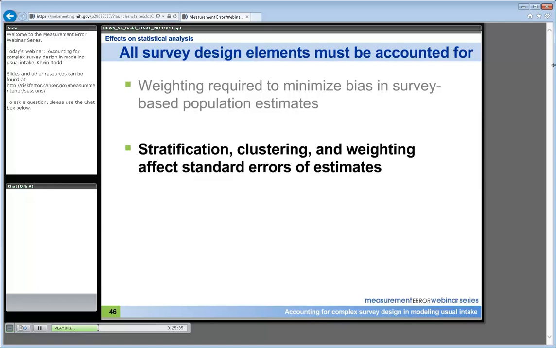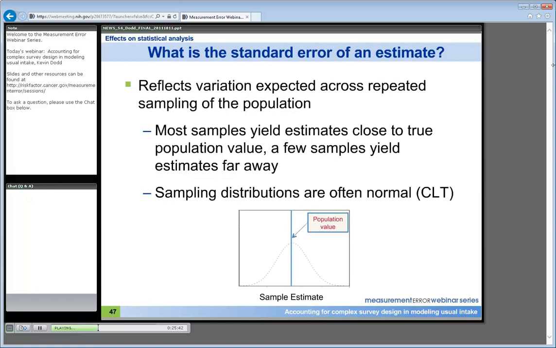But before I get to that, I'm going to sharpen up my previous statements about how survey sampling affects the precision of estimates by addressing specifically how the design elements affect the standard error of estimates. Well, what exactly do I mean by standard error of an estimate?